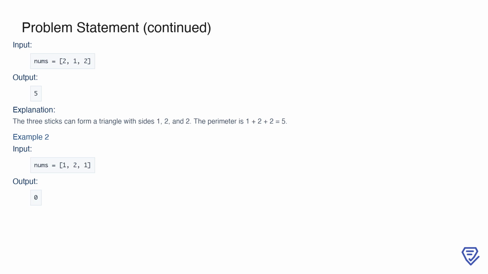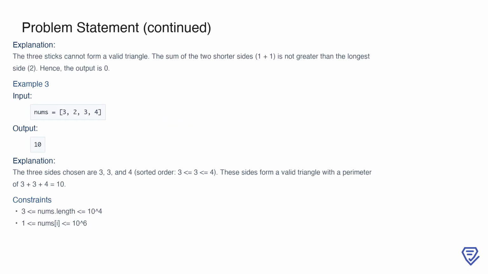Now, in the second example, the input is 1, 2, 1. For these sticks, the sum of the two shorter sides, 1 and 1, is not greater than the longest side, which is 2. This means the triangle inequality is not satisfied, so it's impossible to form a valid triangle. As a result, the output is 0.